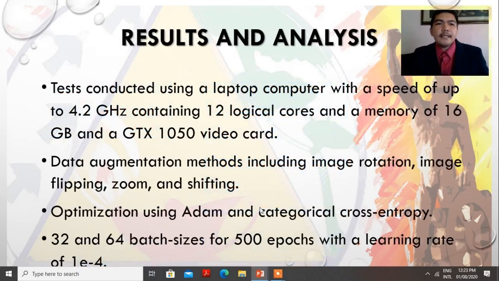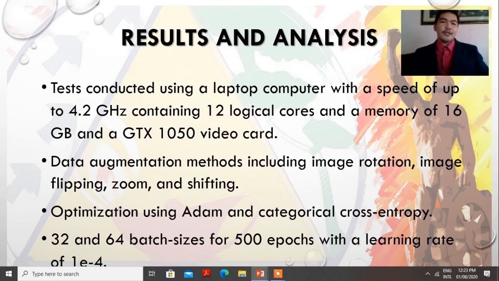Result and analysis. The tests were conducted using a laptop computer with a speed of up to 4.2 GHz, which contains 12 logical cores, a memory size of 16 GB, and a video card with a size of 4 GB. Data augmentation methods are also integrated in the study. It includes image rotation, image flipping, zoom, and shifting.